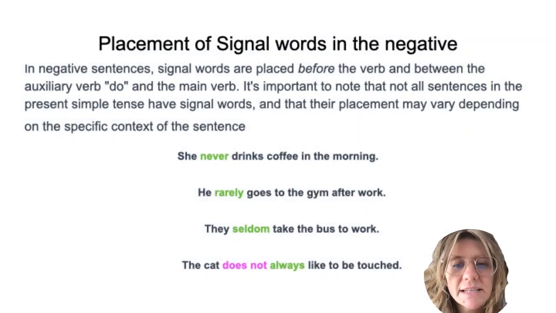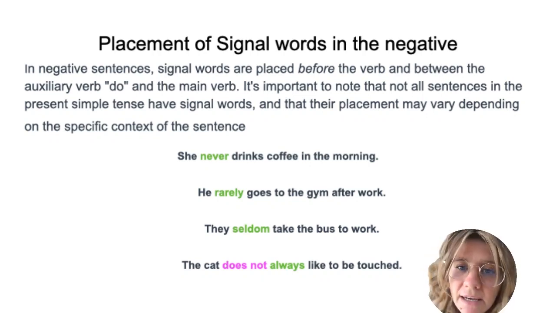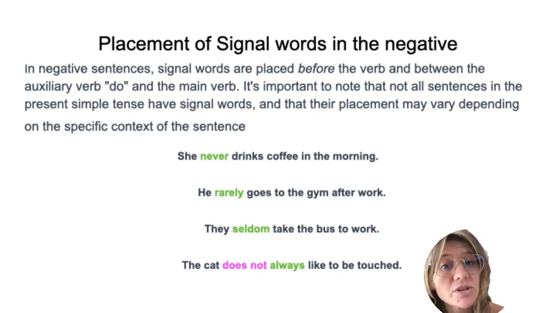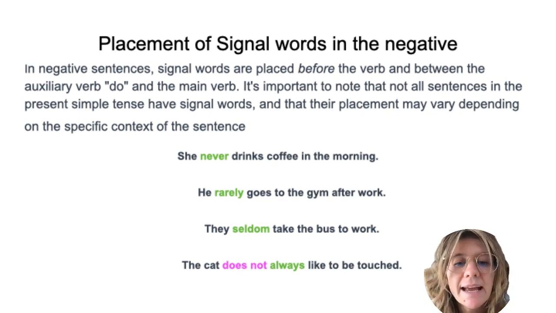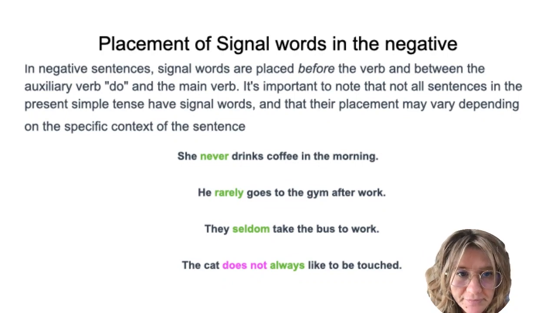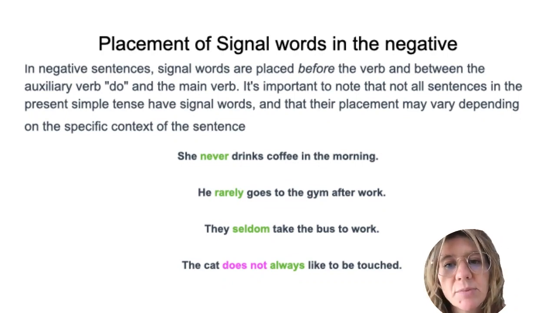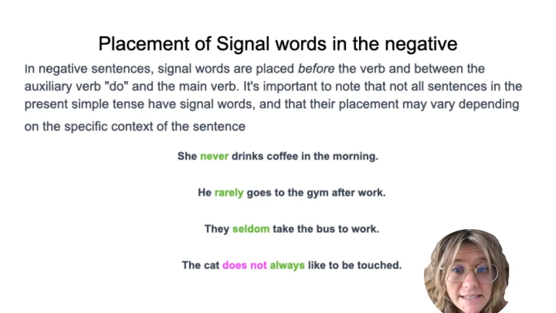Okay, so let's talk about the placement of signal words in the negative. So in negative sentences, our signal words are placed before the verb and between the auxiliary verb do and the main verb. So note that not all sentences in the present simple tense will have signal words, and depending on the sentence, their placement might vary. So let's take a look at these examples.